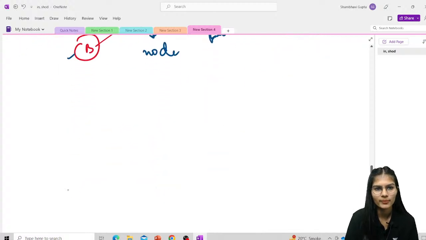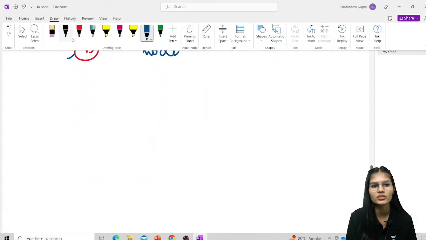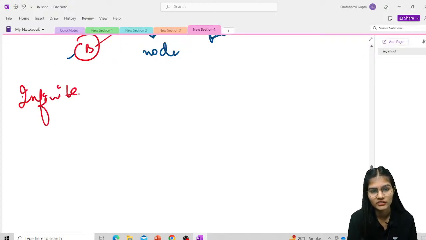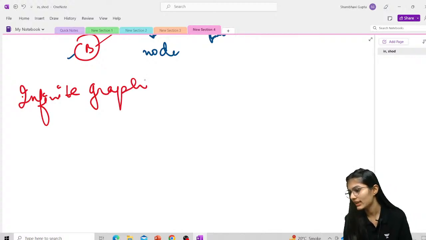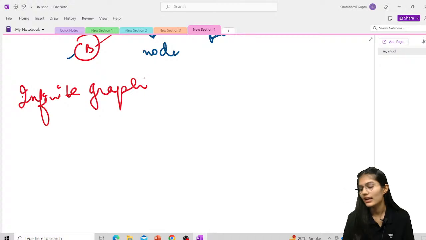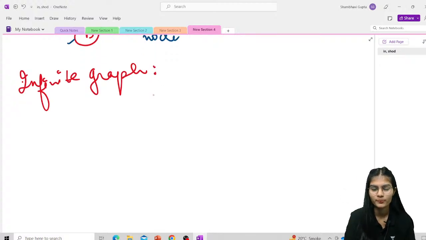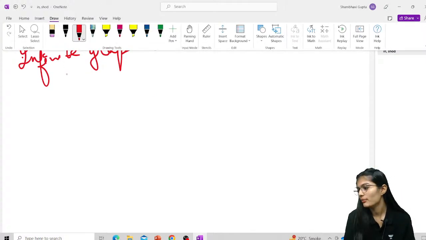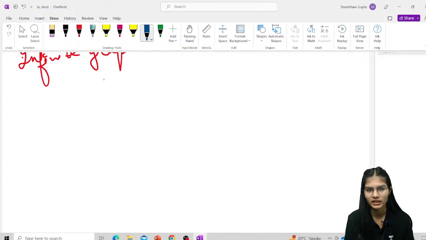Now, the next topic is the infinite graph. See, what happens in the infinite graph? I would just write the name, infinite. You should be able to count the total nodes and edges in a graph, because this can be one of the kinds of questions asked in interviews or in your paper too. So just try to remember that. Now, talking about your infinite graph, let's see what it is.